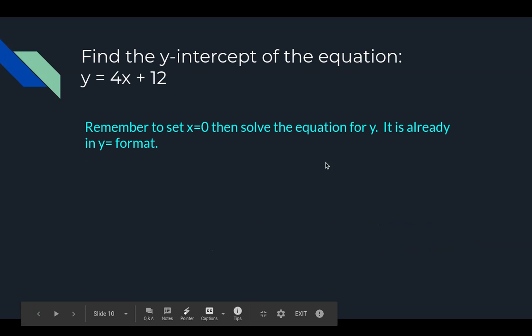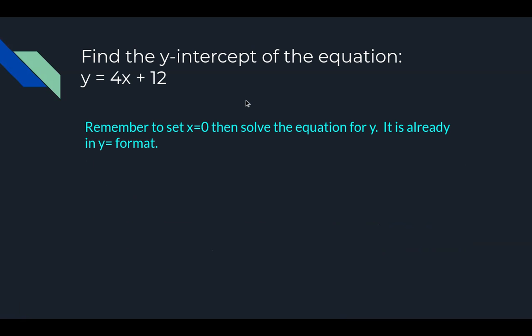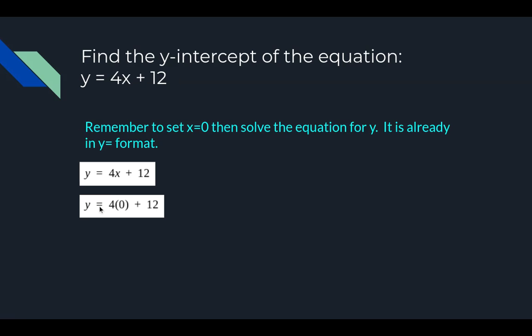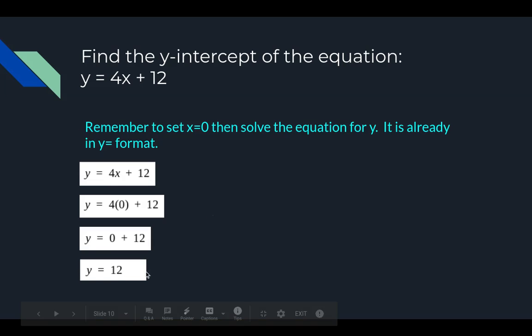So in order to find the y-intercept of this equation, we want to set the x equal to 0 and solve it for y. Now, the nice thing is it's already in the y equals format. So when we set this equal to 0, it's just going to say y equals 4 times 0 plus 12. Well, we know that 4 times 0 is just going to be 0. So as a result, 0 plus 12 is 12. We know that y is going to equal 12.